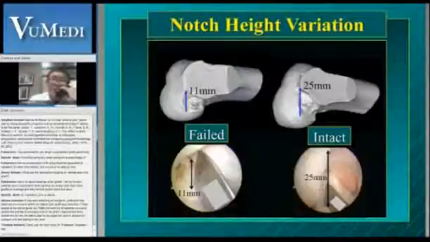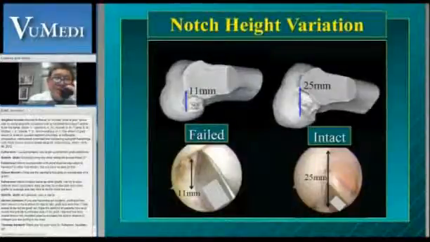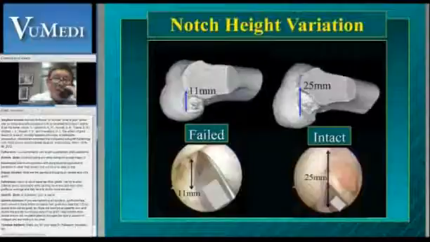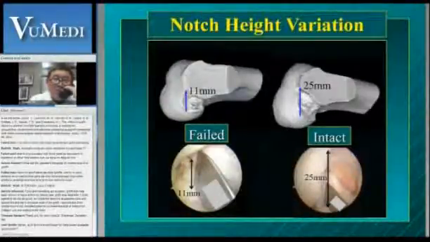Now, on the right side is also a wrong tunnel. In fact, the right side is the better tunnel, but the notch is 25 millimeters. The graft survives, and the patient can essentially play sport and everything and is stable. But with time, this patient may potentially have a wear and tear problem.